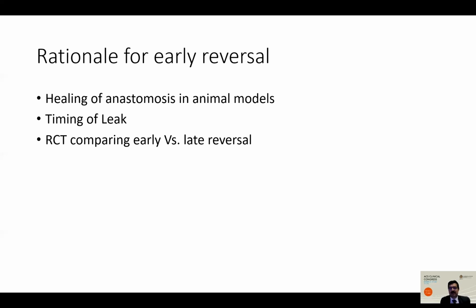There are leaks which will happen after that. There are leaks which even happen after a month. But if you analyze those leaks, you will see that there are high-risk features usually associated with the late leaks. There is a randomized control trial, which I'll talk about in a little bit as well, comparing early versus late reversal. So when you look at these factors, they give us a basis to try early reversals of ileostomy.